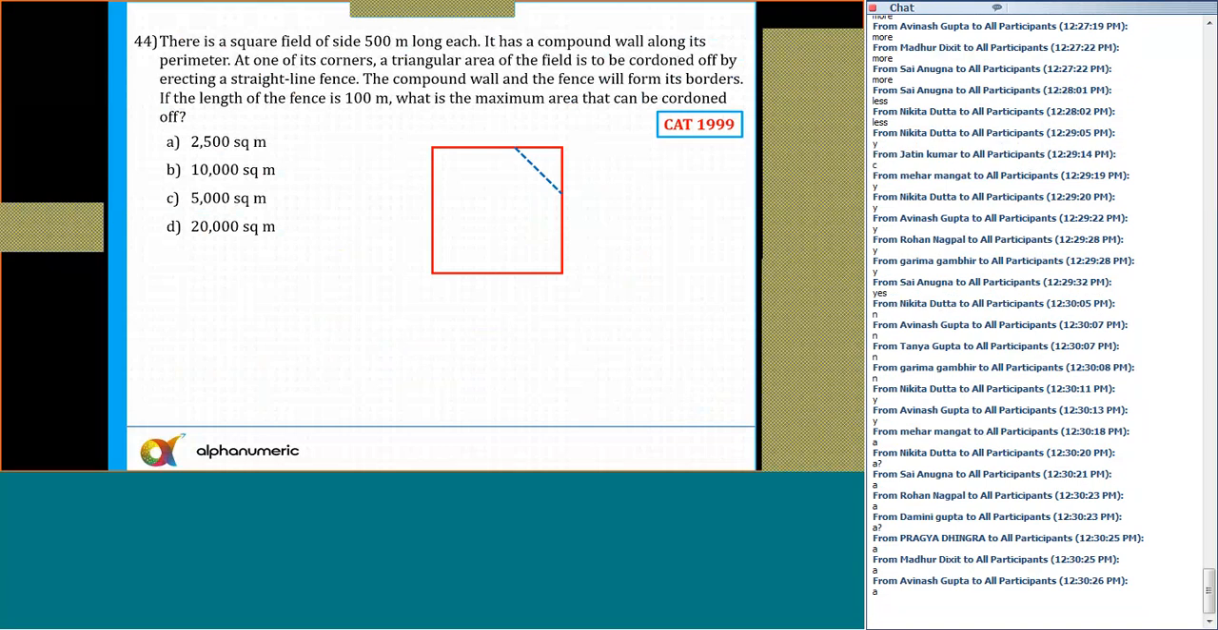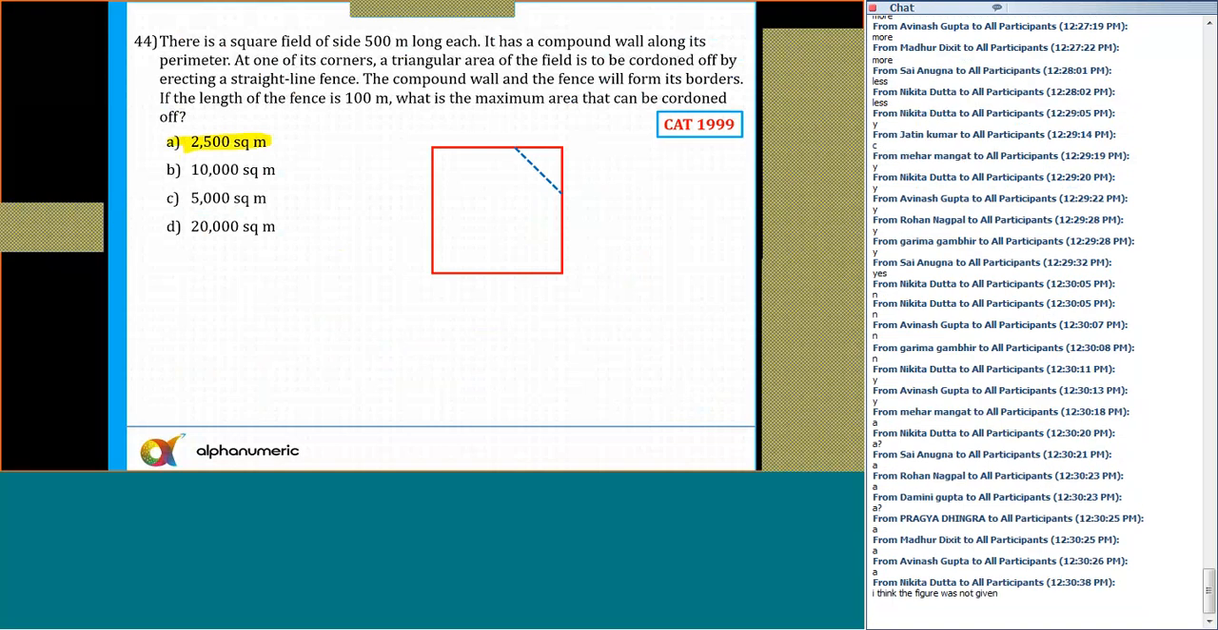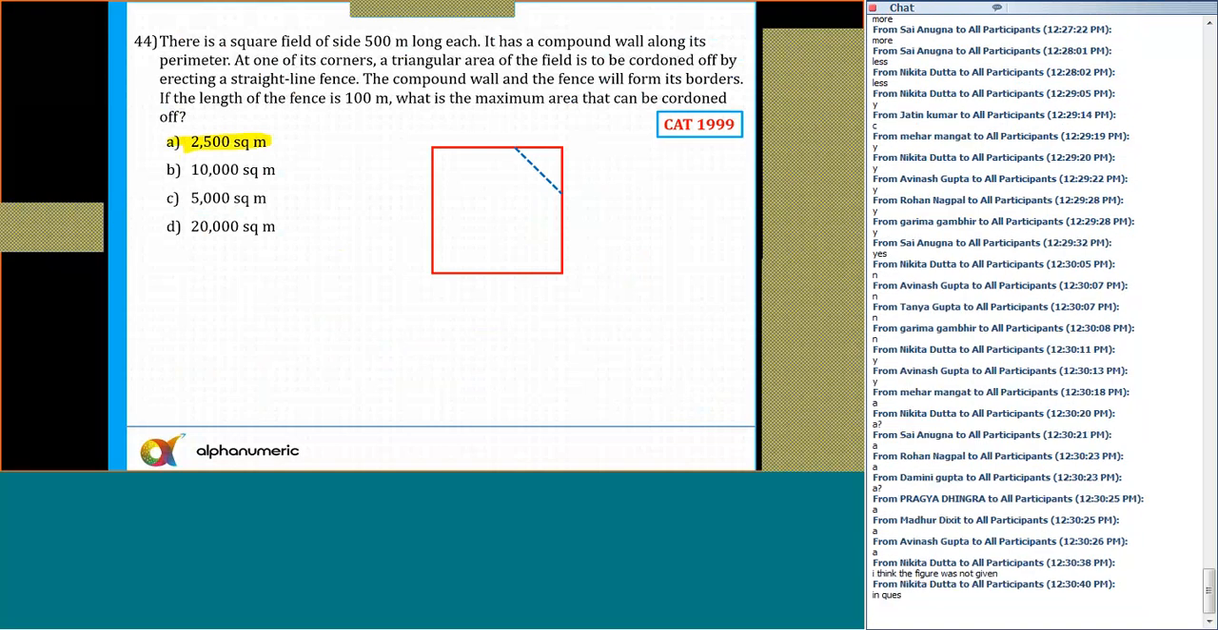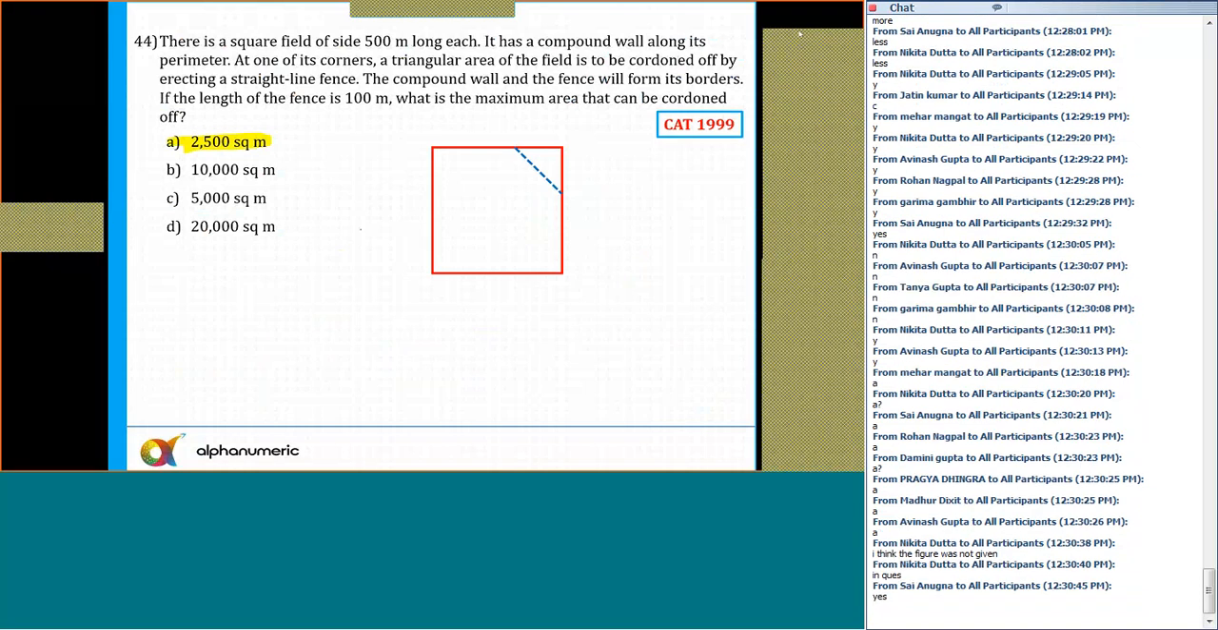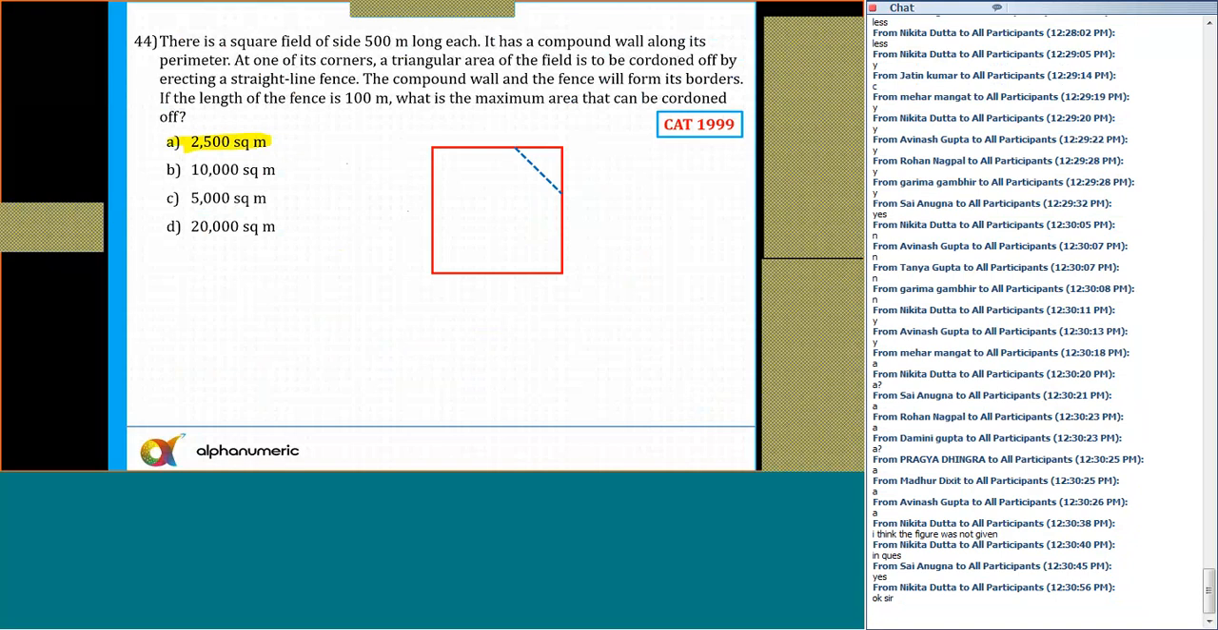The option number A. Let me see if that is correct or not. Yes, that's right. The answer is option number A, which is 2500. Now it says there is a square field of size 500 units. So the length of this square is 500. Of course, the figure was not given. I have drawn this figure here for explaining this. So there is a square field of 500 meter long. So this is 500 meter long. This is also 500 meter long.